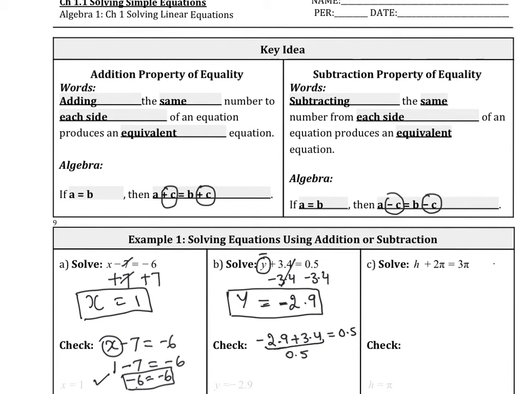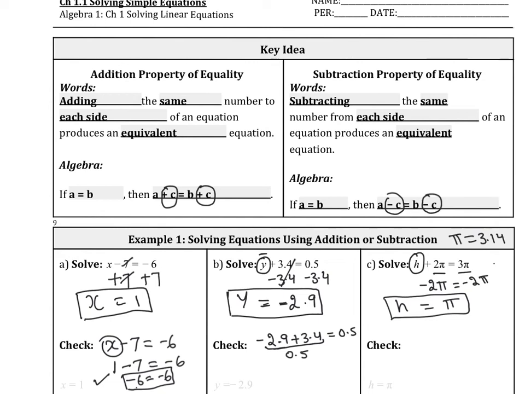For the next example, we are going to isolate h and remove 2 pi from this side. Remember, 2 pi is a number because pi is 3.14. We are going to remove 2 pi from this side, so it means we have to do the opposite operation, which means subtract 2 pi from both sides. h will be equal to 3 pi minus 2 pi, which is pi.